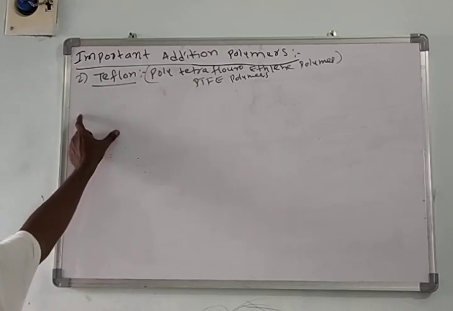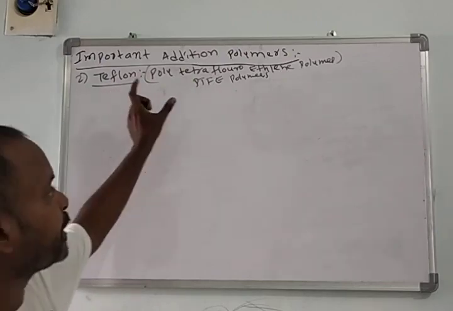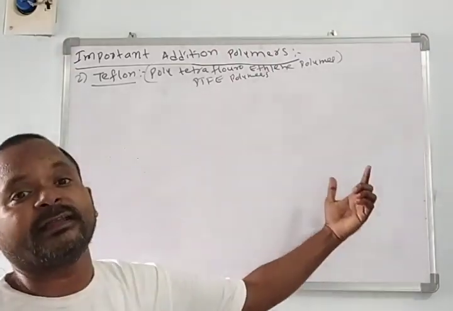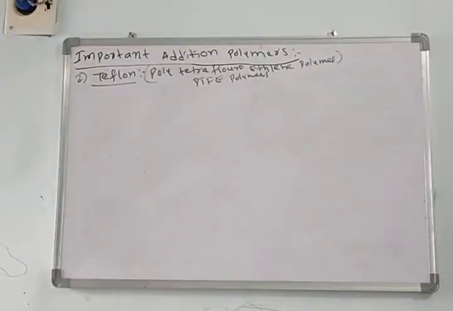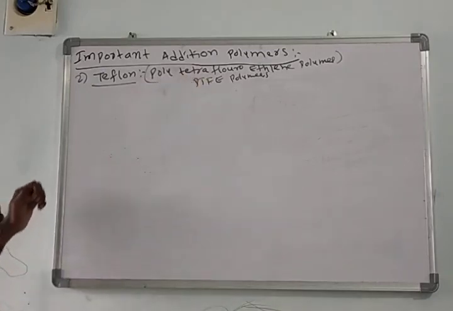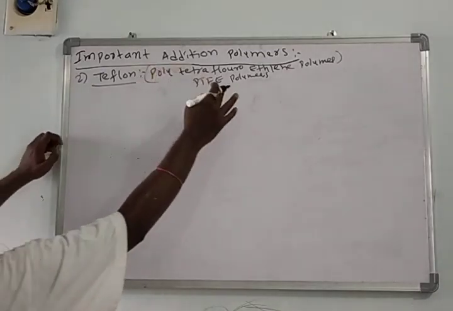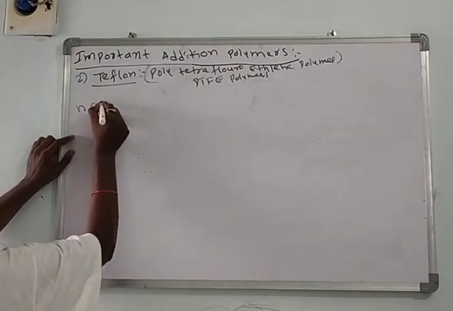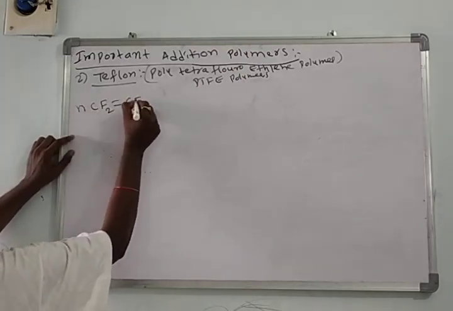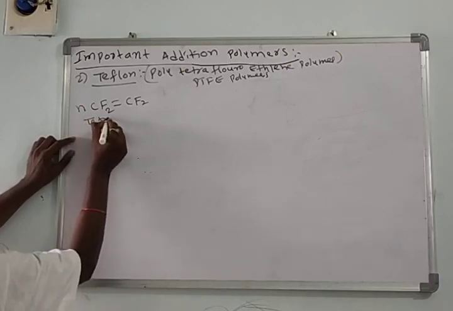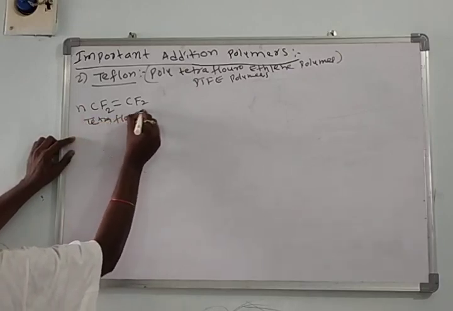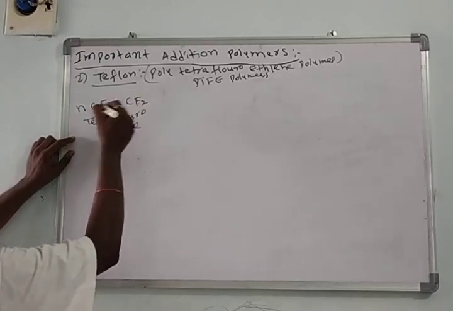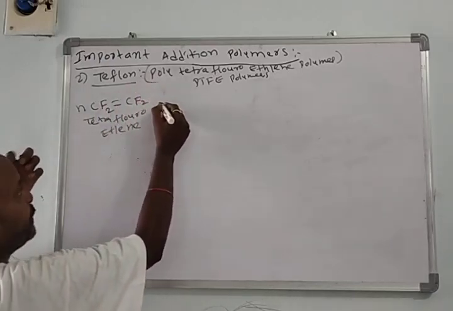All these Teflon molecules are thermally stable compared to the ethylene molecule, the polyethylene molecule. That's why it is used as an insulating material and in non-stick ware. Here I am taking a number of tetrafluoroethylene molecules. This is tetrafluoroethylene, like ethylene. CF2=CF2 we call tetrafluoroethylene.